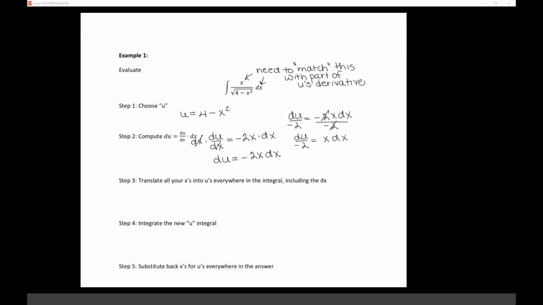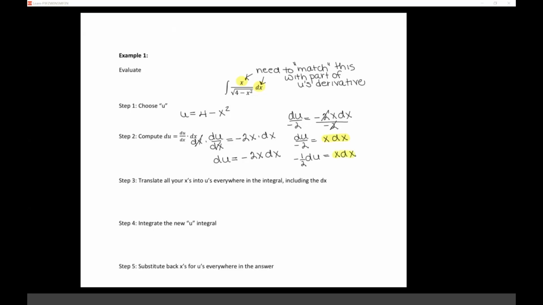Why did I do all of that? Well, I did it because I was trying to match the other stuff in the integrand that wasn't under the radical. And now I did that. So my x dx matches what's in the integral. The other thing that's important to understand from a point of view of algebra is that du divided by negative 2 is the same as negative 1/2 du equals x dx.